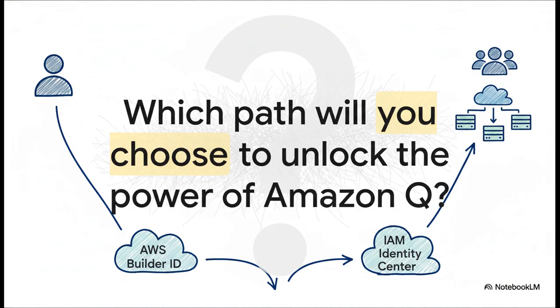And there you have it. That's our look at getting started with Amazon Q Developer. The key takeaway here is super simple. Match your role to the right setup path from the very beginning. The solo path is all about simplicity. The team path is about power and control. So now that you know, which path is the right one for you?